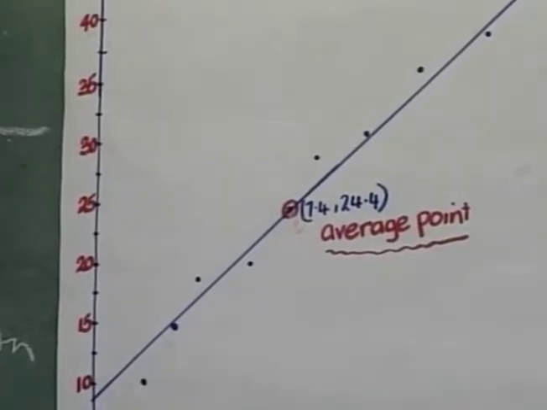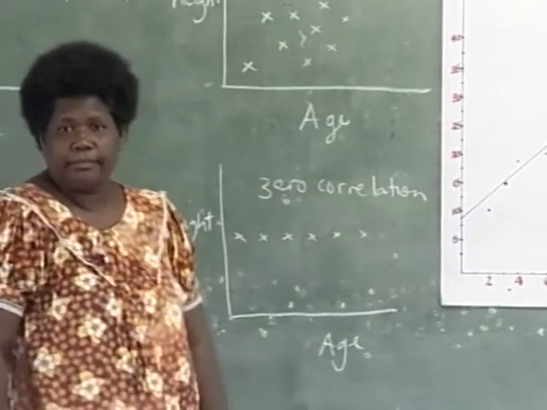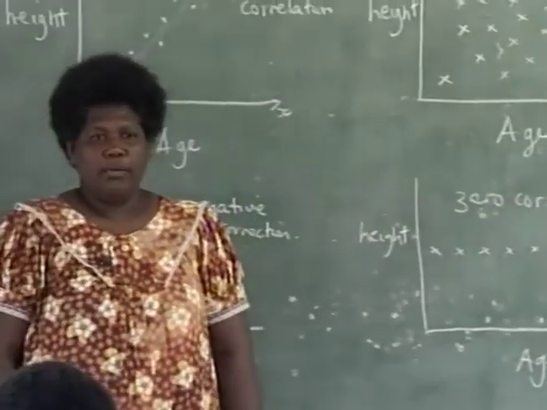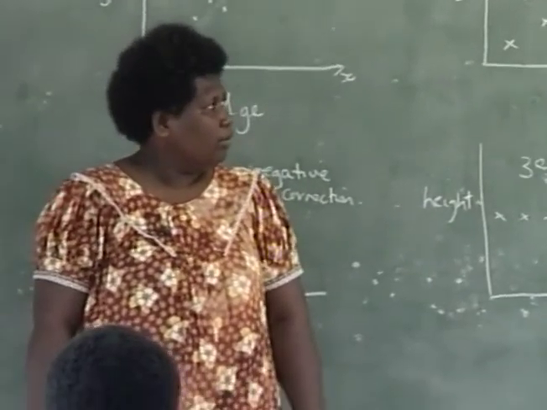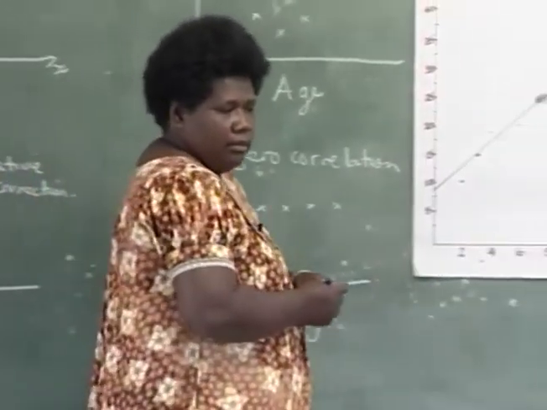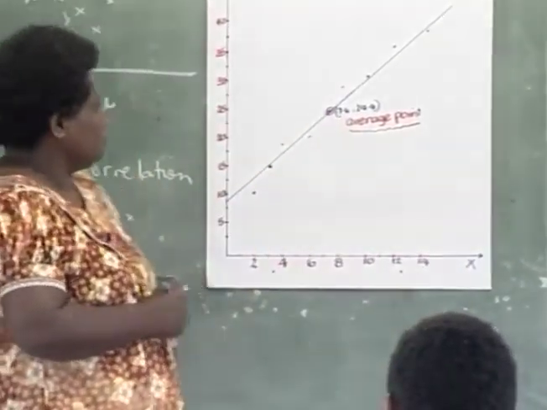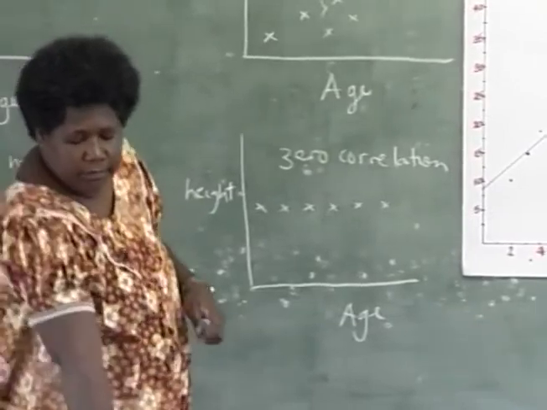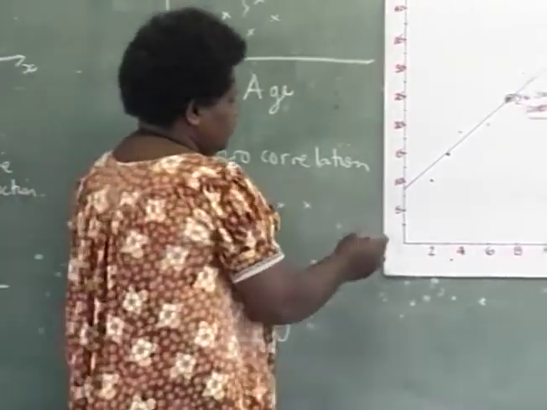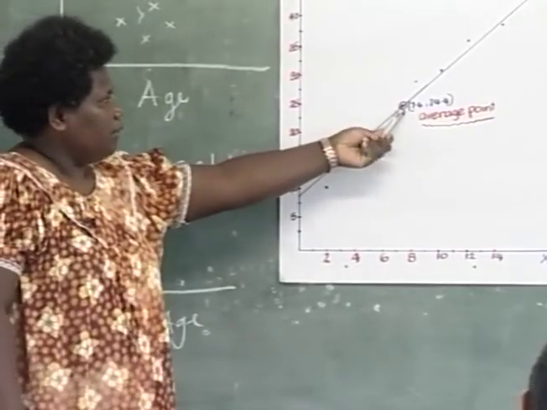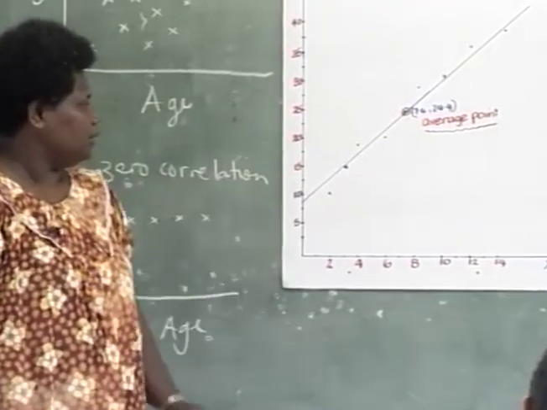Okay, to find m, m is the gradient of the line. Now what do I do to find m? Anyone? How do I find m? Come on, you all know. Don't all go to sleep now. No time to go to sleep yet. Peter. Rise over run.